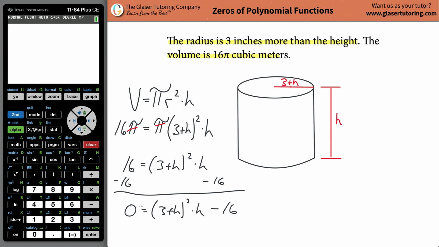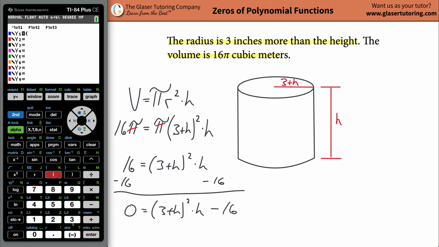So I have this function, and the reason why I set it equal to 0 is because now when I graph this thing, all I want to do is find the value of h, or in other words, the x in the problem, that produces an overall value of 0 for the function. In other words, just find the location where it crosses the x-axis. That's the goal.